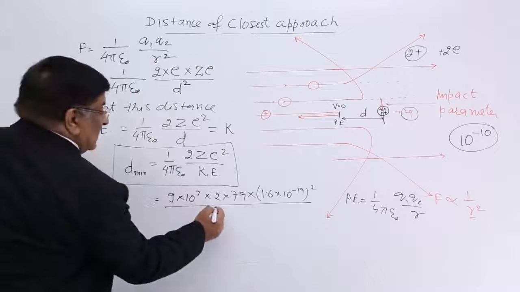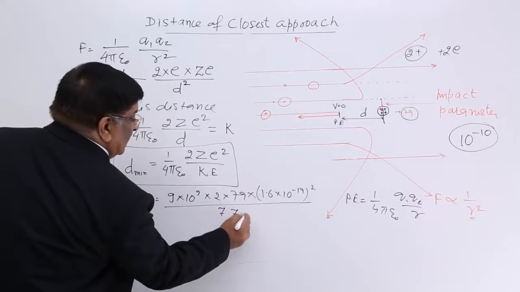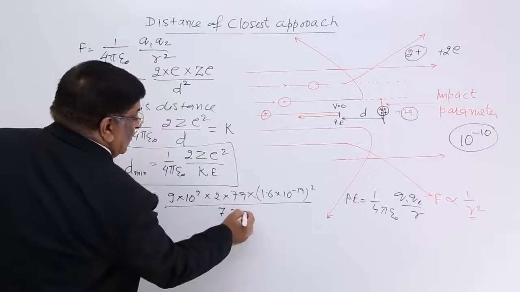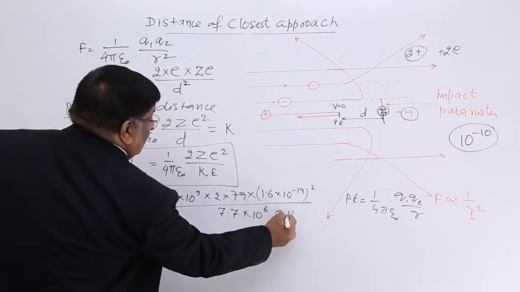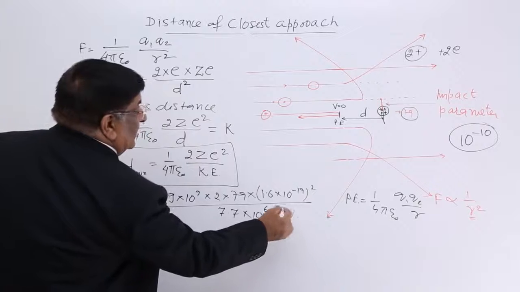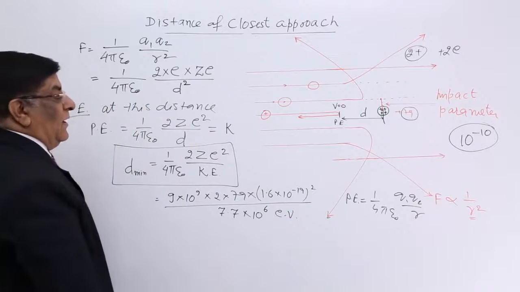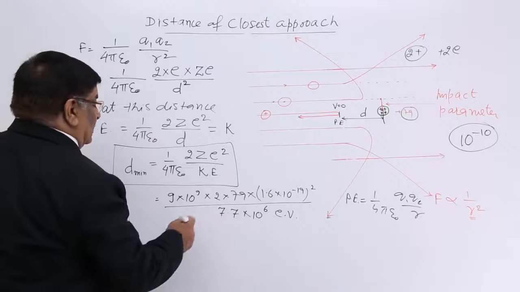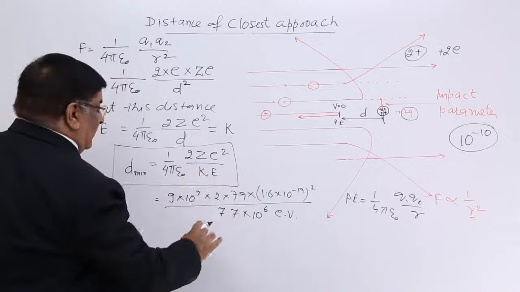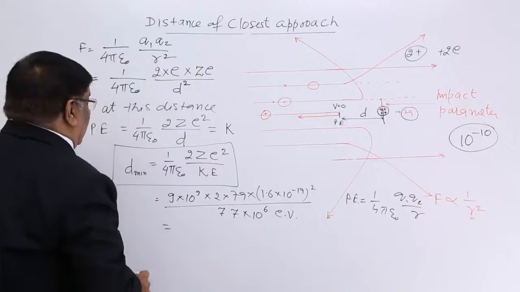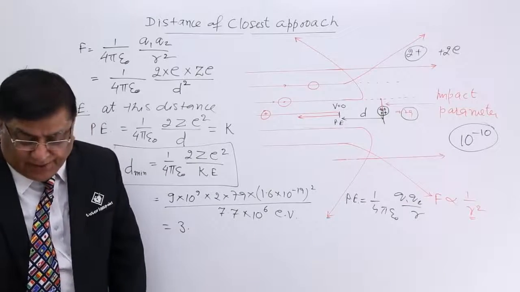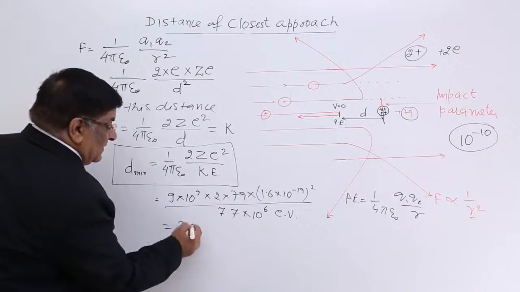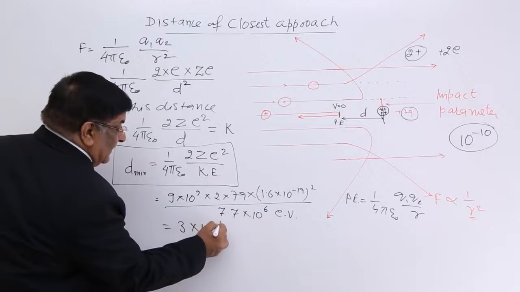So this we write as 7.7 million electron volt. And this electron volt we will convert to joule. We know the formula how to convert it into joule. So we do all this calculation, and after doing this calculation we find that d minimum comes to 3 into 10 to the power minus 14.